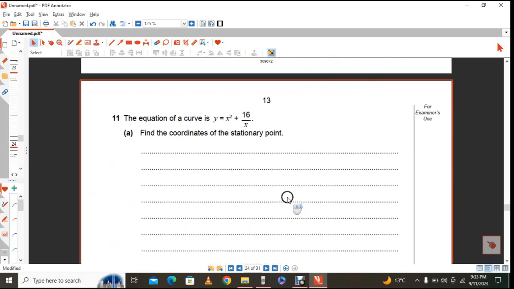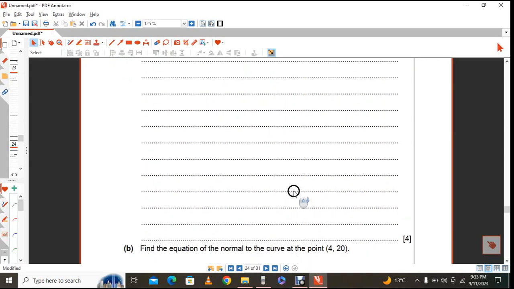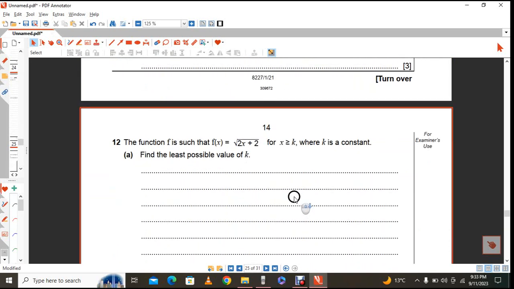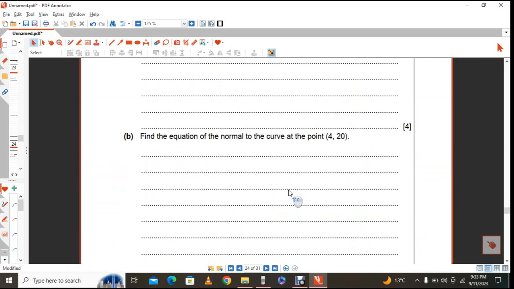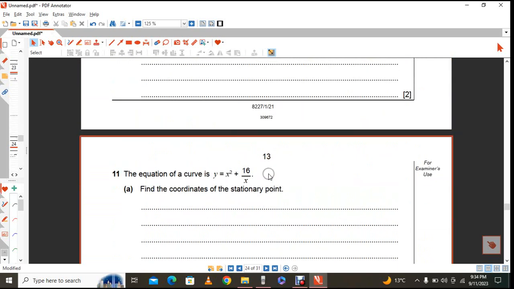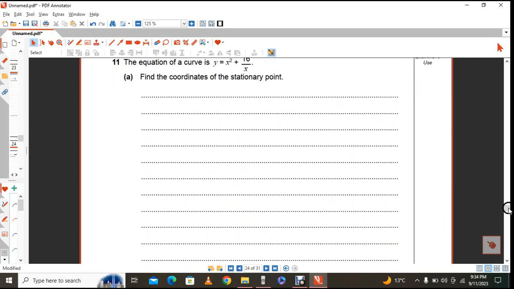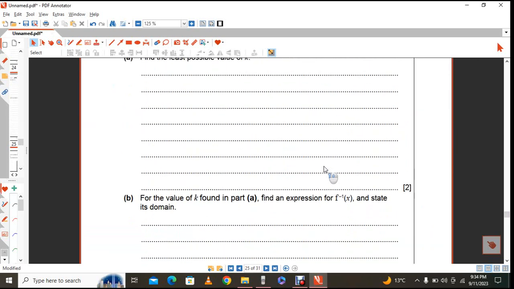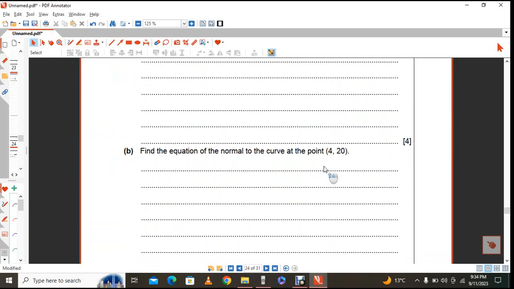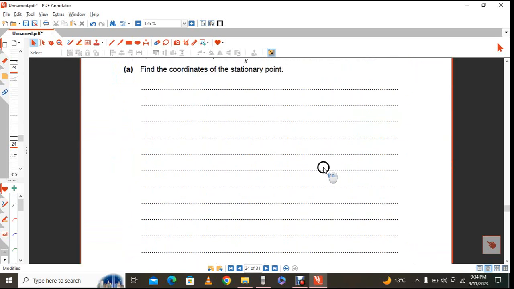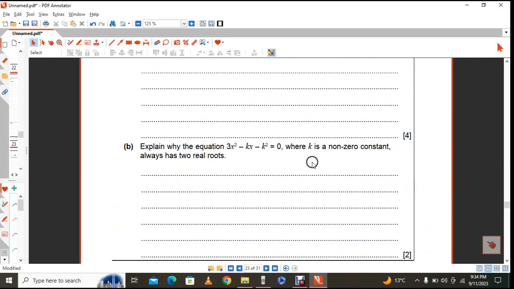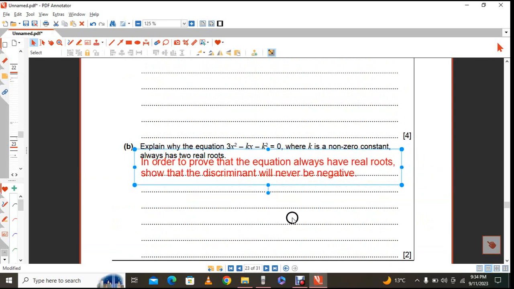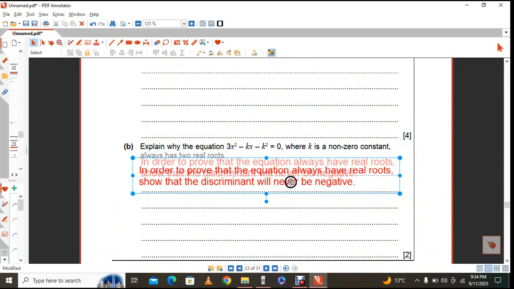I want to see just so that I can follow where we are. Okay, all right. So I think that has to do with the equation of a normal to the curve. And then we have the equation of a curve, question 12. So let's see what question 12 is about. I believe it's about a function and its inverse. Okay, so find the equation of a normal. All right, no, so this information has got always have two real roots. I think I will use it over here. Okay, I will use that information over here.